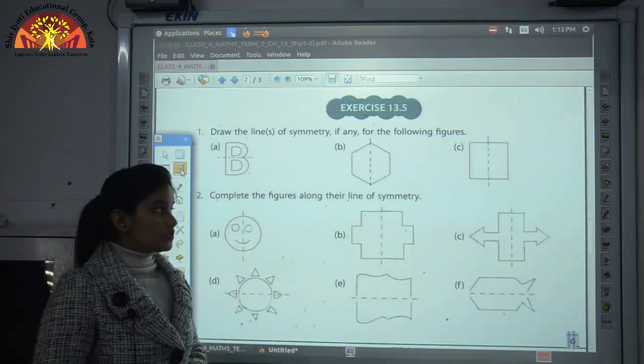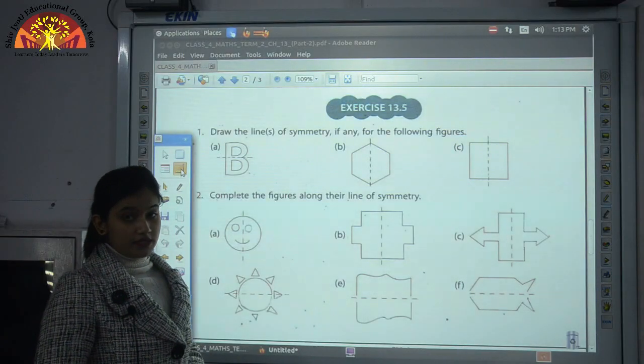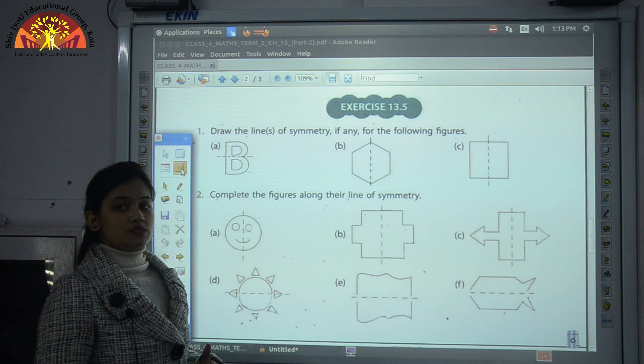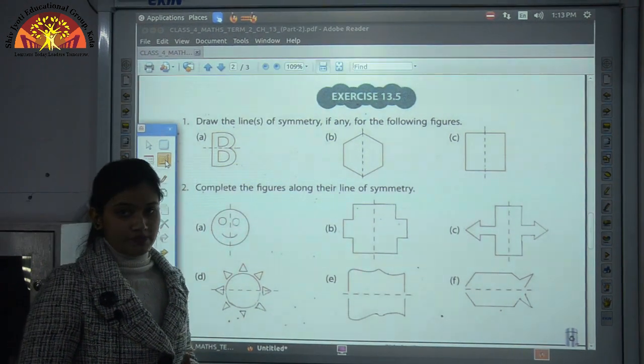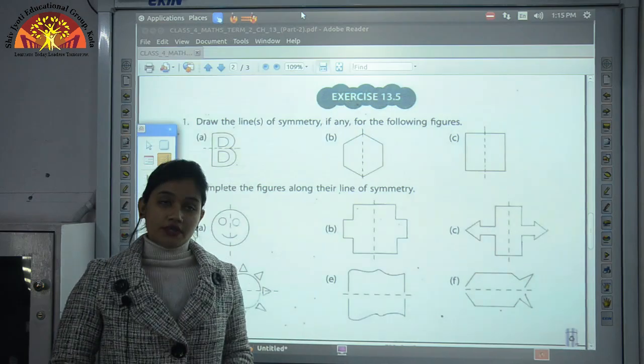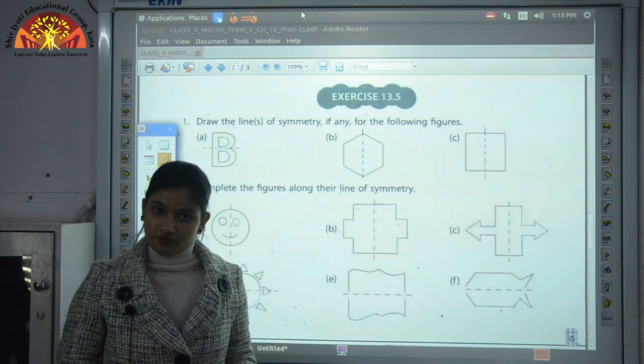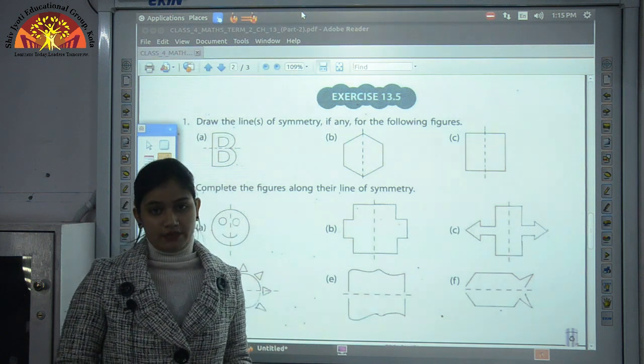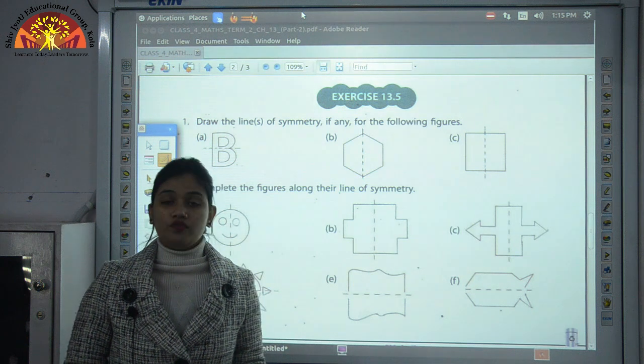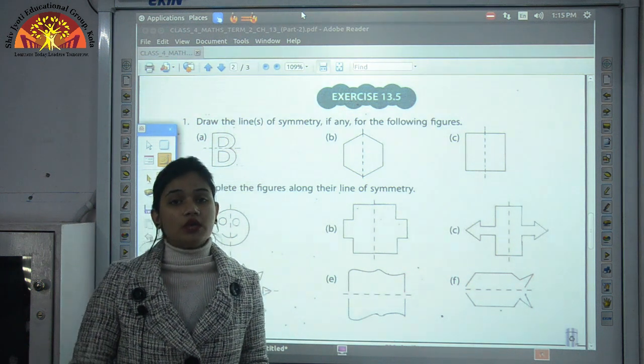Is it clear? So now students, we will start exercise 13.5. In this exercise we will see what are symmetrical shapes, okay, and what is symmetry. Symmetry is anything which can be divided into two exactly similar parts. Okay, what did I say? Anything which can be divided into two equal parts.